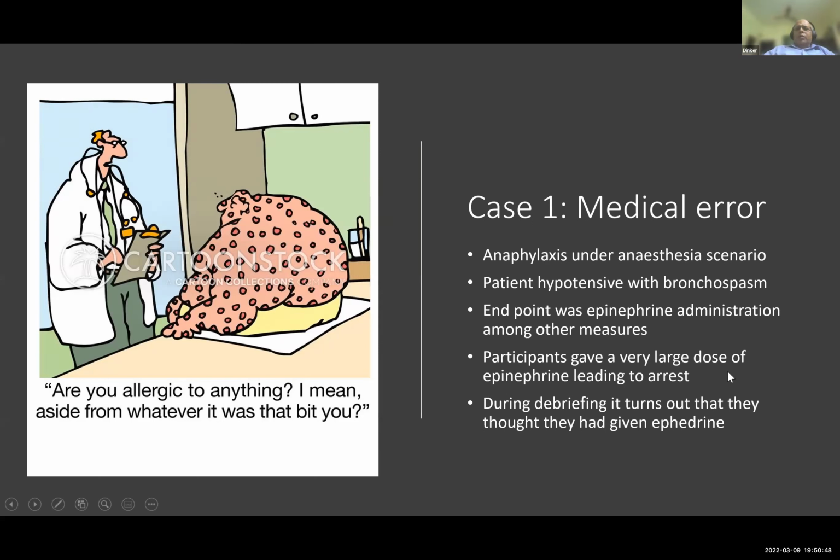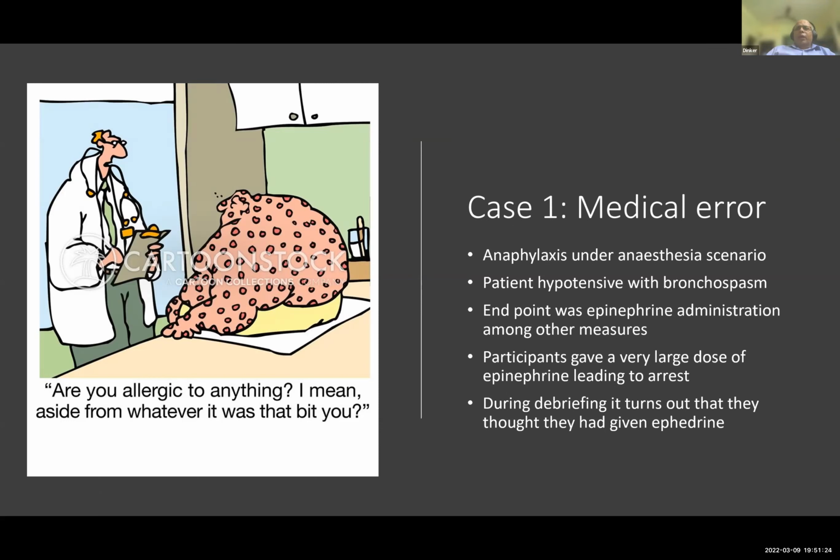And what we found was that this mannequin recognizes the drug that is given, and we can see on the computer screen what drug has actually been given. So participants gave a very large dose of epinephrine. That was the end point, but the dose they gave was very large, and the patient went into ventricular fibrillation and arrested. We were not very clear as to why they gave such a large dose of epinephrine. But when we did the debriefing, we found that only at that time the participants realized that they had given epinephrine when they thought they were giving ephedrine. Because of the hypotension, they had a knee-jerk reaction. They wanted to give ephedrine, but they gave epinephrine instead.